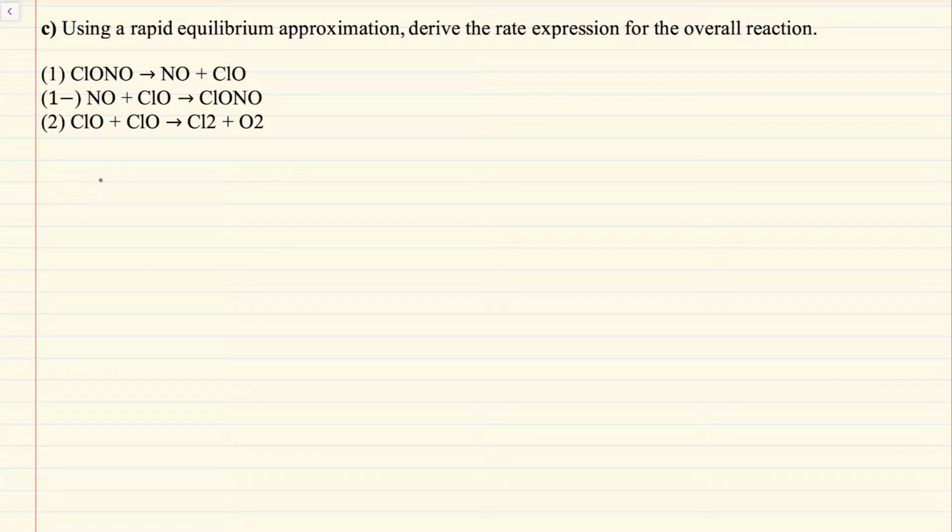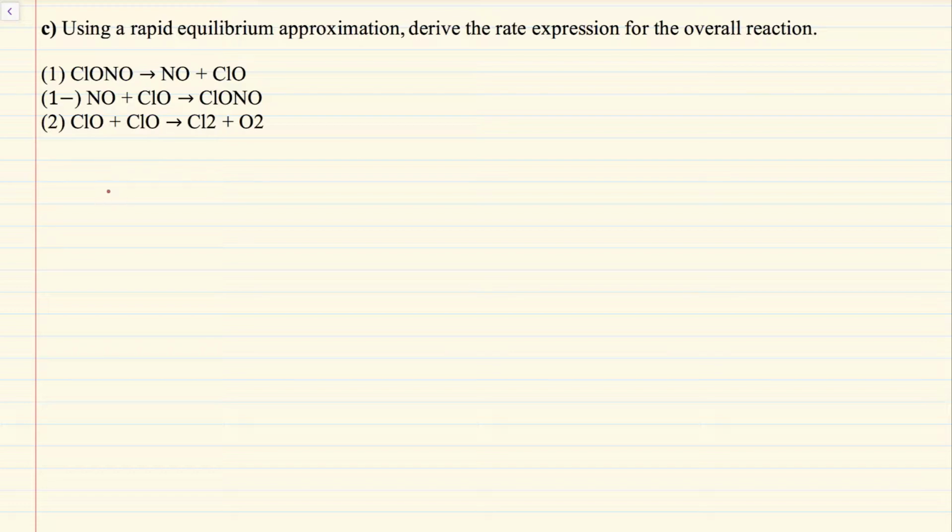Question 4c asks, using a rapid equilibrium approximation, derive the rate expression for the overall reaction. So whenever we're looking for a rapid equilibrium approximation, we first want to know what our rate determining step is, or the rate law for the rate determining step.